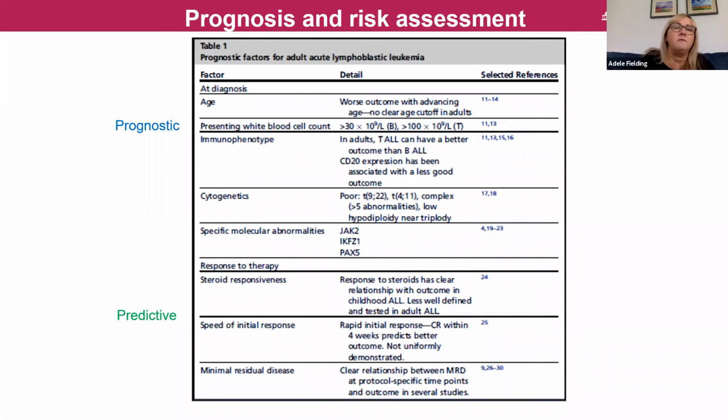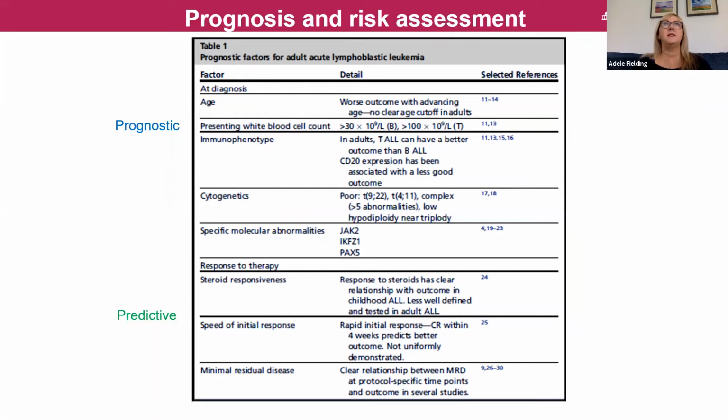So these are just a few examples of the different types of prognostic and predictive biomarkers that we use in ALL to try and tailor our treatment to be appropriate for the patient. So as I've already mentioned to you, age is quite important. There is a worse outcome with advancing age, but there's no clear cutoff. So it's not like if you're 40, you're going to have a different outcome in particular than if you're 41. Although in clinical trials, we have to set ages because that's part of how we do that type of research.